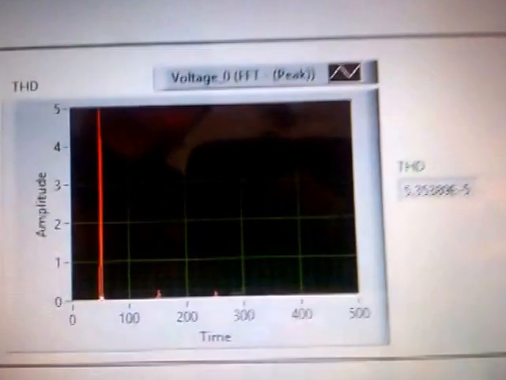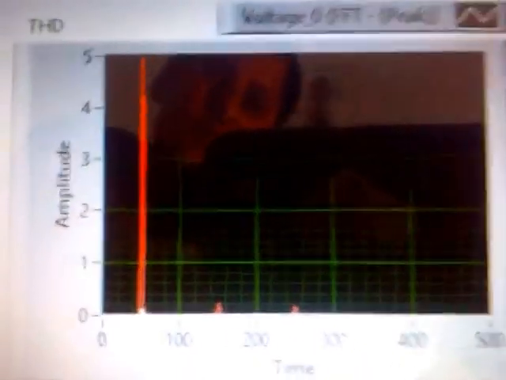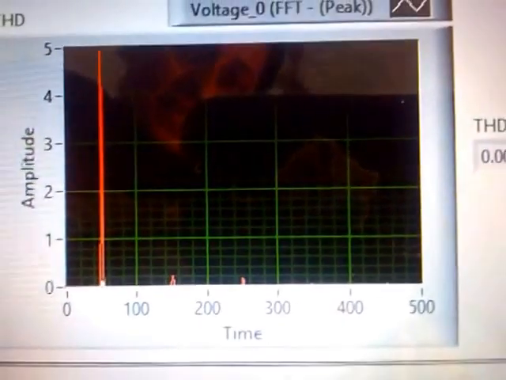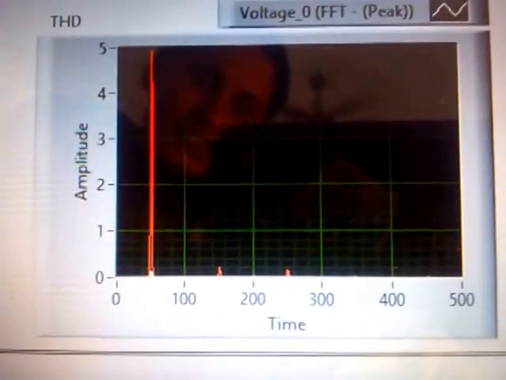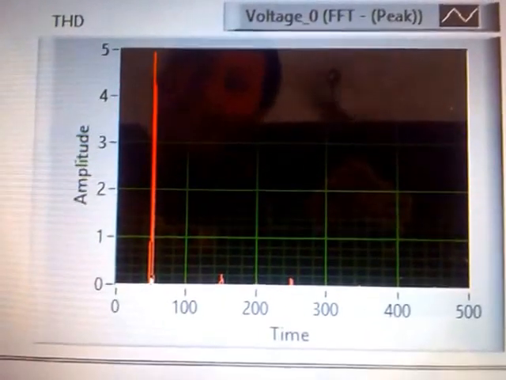And this block indicates the value of THD waveform. You can clearly see that for every 100 cycles the THD value is decreasing, and this is the indicator of THD.